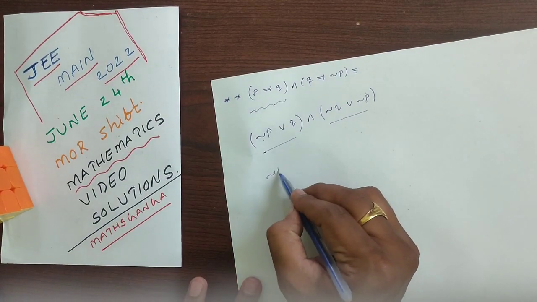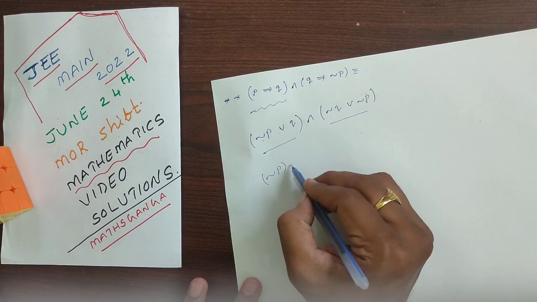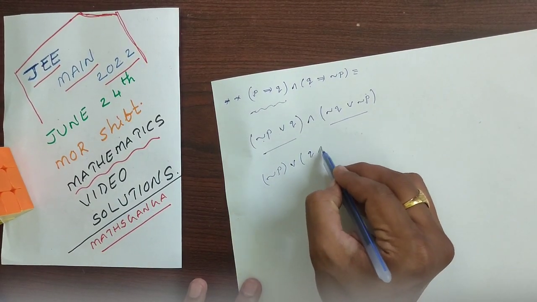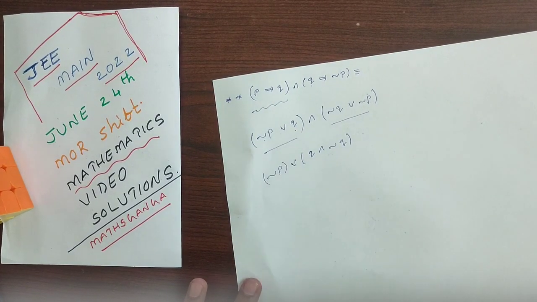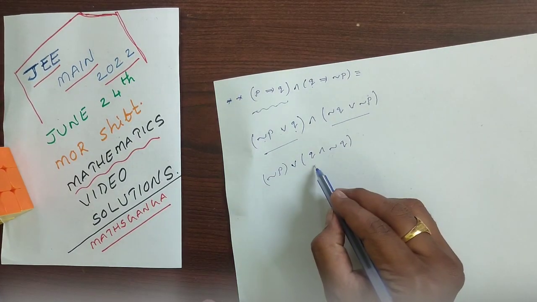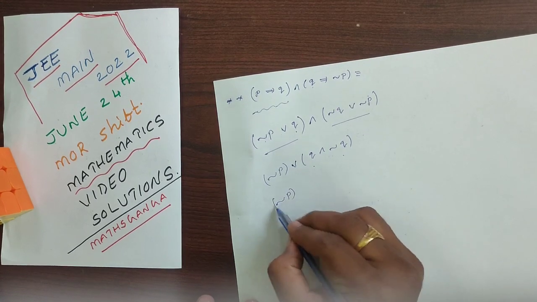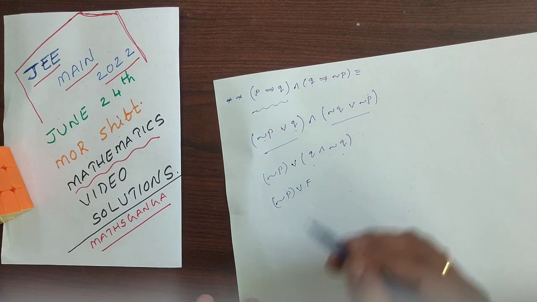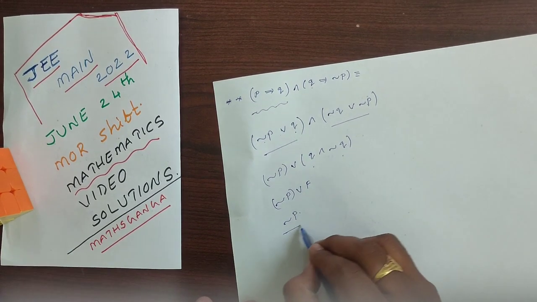Using distributive property, you just pick out negation of P as a common thing, or in the bracket we have Q and negation of Q, because we are left with the Q in the first term and with the negation of Q in the second term. What do you say about this Q and negation of Q? Which is a false statement, right? Negation of P or a false statement is simply nothing but negation of P.